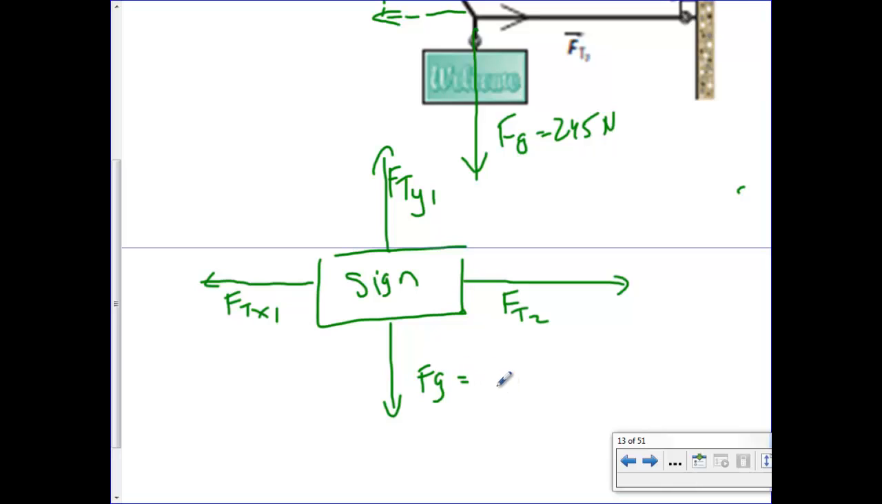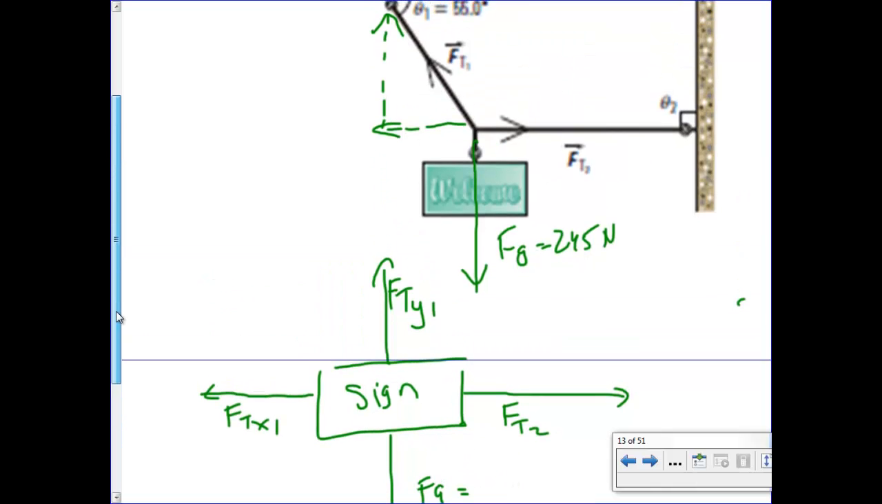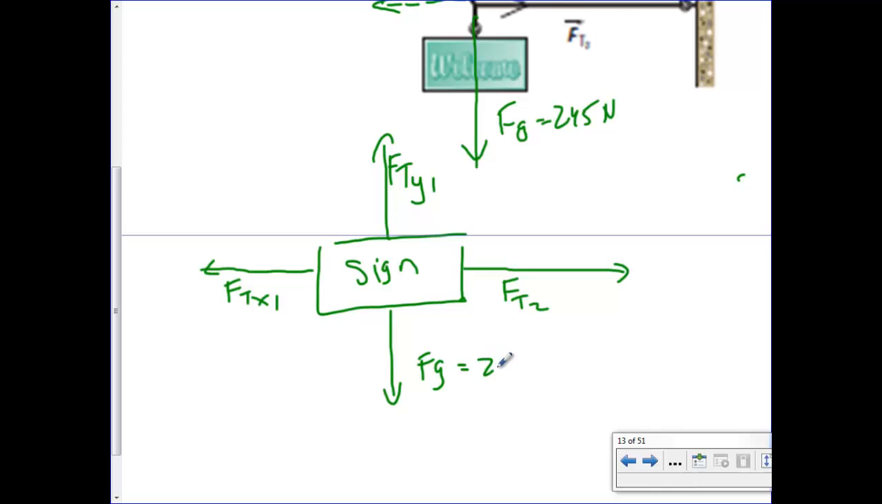Well, I only know one number though. I know what gravity is. I know gravity is 245 newtons. But I have an angle. I also know then that the force tension Y1, a lot of subscripts there, wouldn't that also be 245 newtons? Because it's not moving, right? If those two numbers weren't the same, either the sign would be falling or it'd be floating, like up. That doesn't make sense either, right?